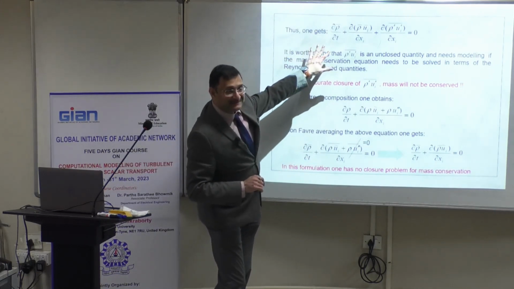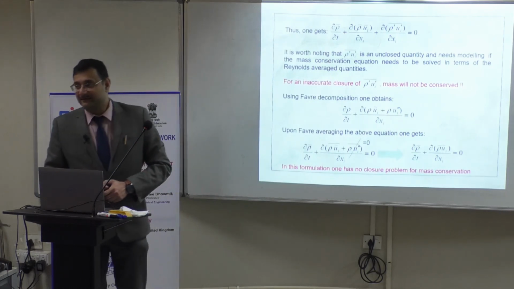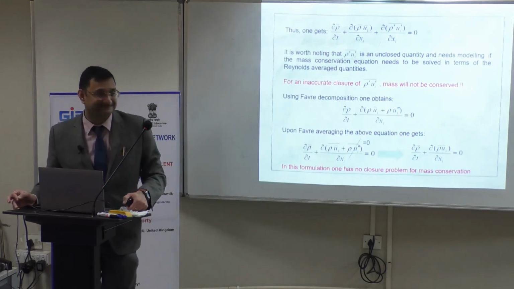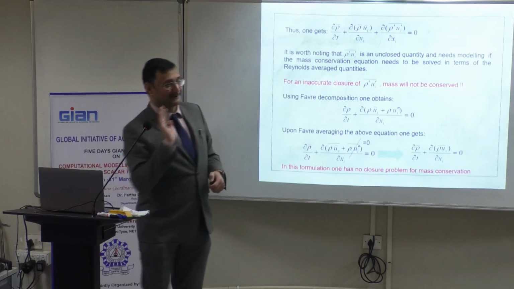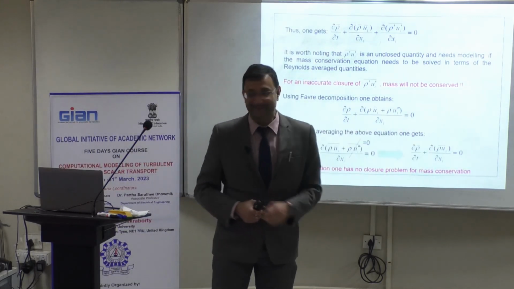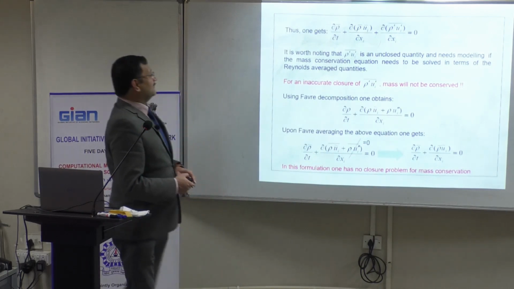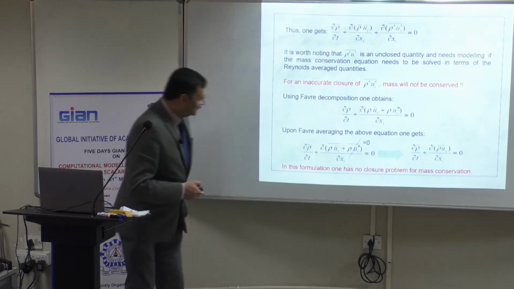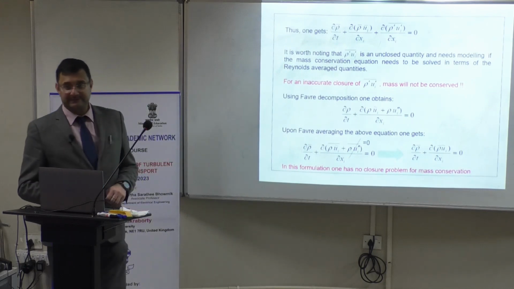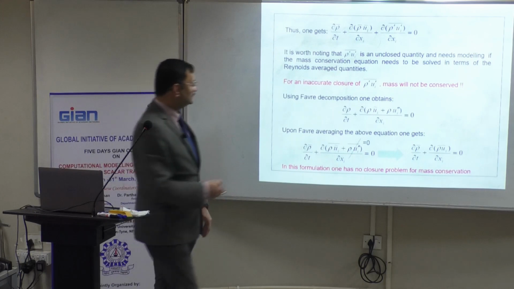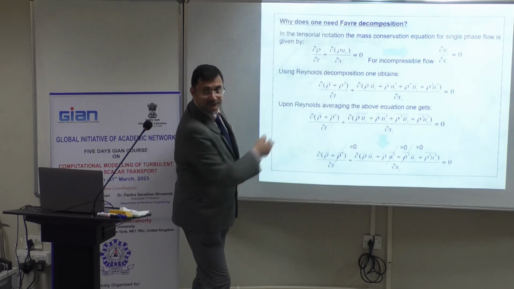Although mathematically this equation is correct, if you implement it from the simulation perspective, it's a recipe for disaster. Because I don't think any of you will be happy as you are going to apply some mass flow rate and something else is coming out from the other side of your domain, even under steady state. So, let's see what one can do now with respect to Favre decomposition. The same equation. Now, we are going back to the mass conservation equation once again.